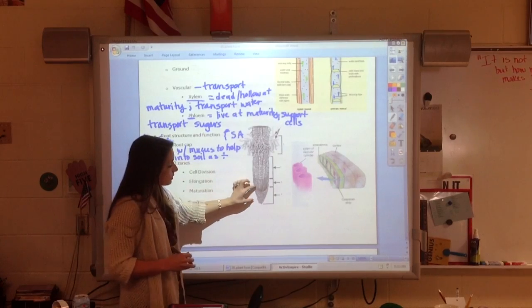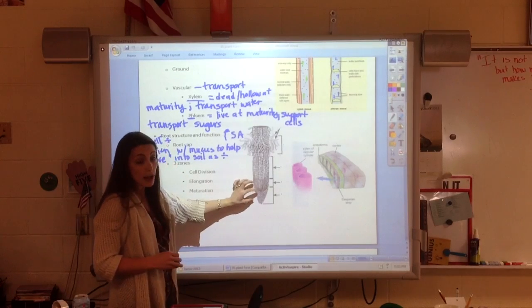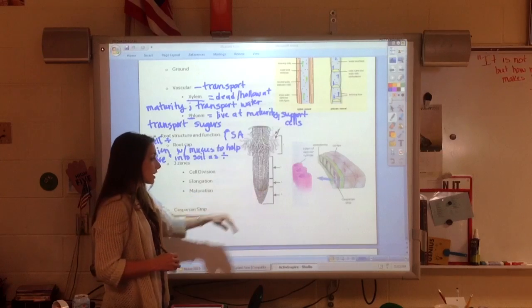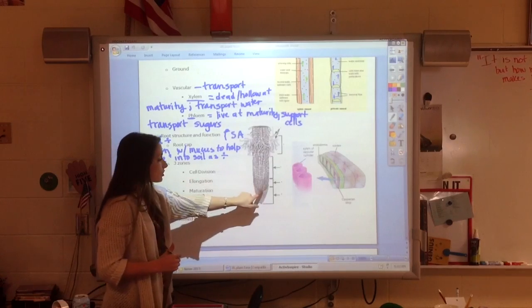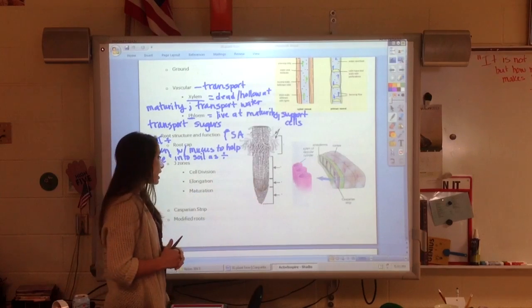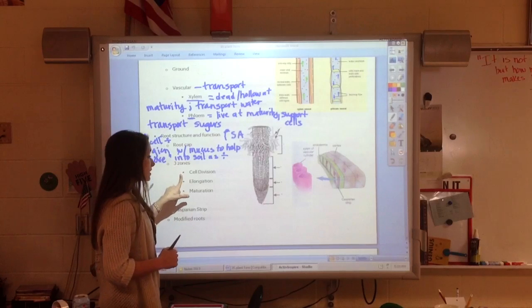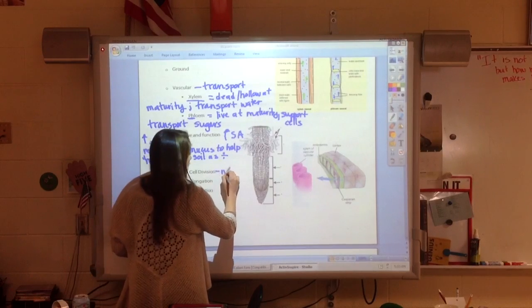And we also see this protective cap down here that will help protect the cells behind it. So the meristem is actually right here behind the root cap. We're going to have a zone of cell division. This is where the meristem is.